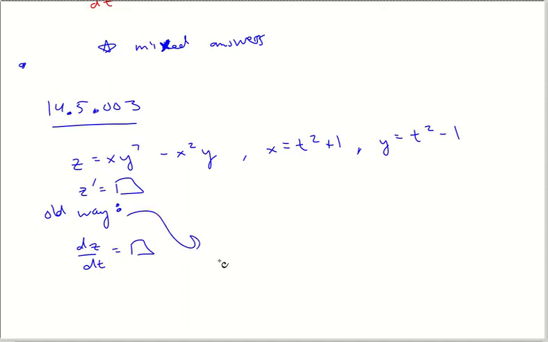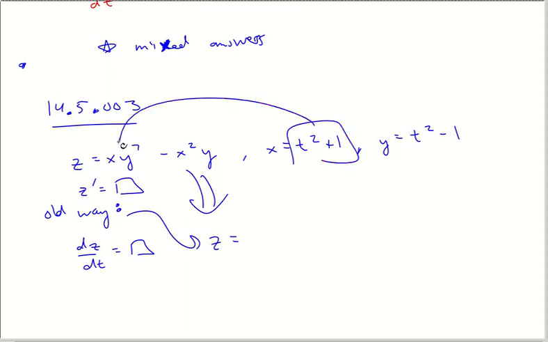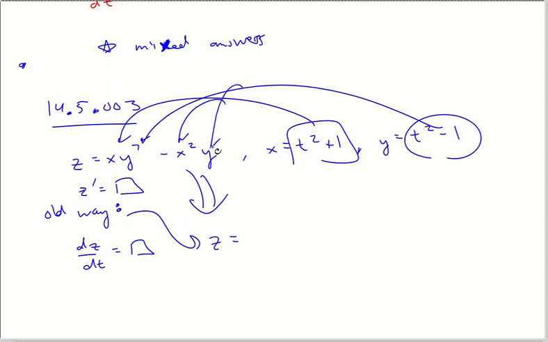Either way, I know I put old way kind of in the middle there, sorry. But the old way, what would it look like? Well, I'm going to rewrite my z, but now just with a whole lot of t's. So I'm taking this, and I'm going to plug it in. And I'm going to take this, and I'm going to plug it in. Here we go. (t squared plus 1)(t squared minus 1) to the 7th, minus (t squared plus 1) squared, and then (t squared minus 1). And so this is your z. Now they want z prime.